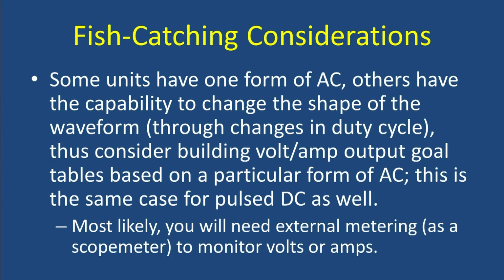So what are the fish catching considerations? Well, some units have just one form of AC, and others have capacity to change the shape of the AC waveform through changes in duty cycle, actually. And so you're really back to building volt and amp output goal tables based on a particular form of AC. So just realize that that particular output goal table is based on a particular form of AC. Of course, that's the same for pulse DC as well.